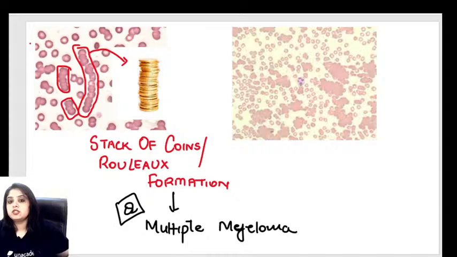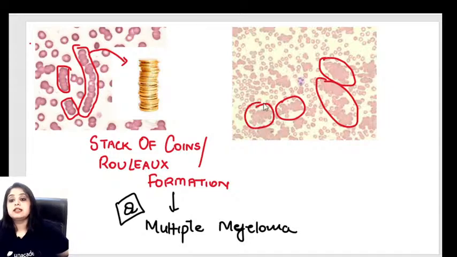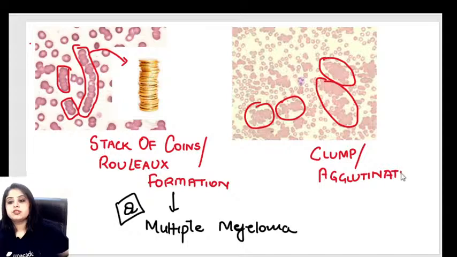Compare it with the other picture. You will say over here also the RBCs are coming together, but are they coming together like a stack of coins, or are they coming together like a clump? So please remember, clump or agglutination is what is happening over here. The difference between the two is very important to know. I've put it side by side. I hope you are able to identify the difference. If they come together like a stack of coins, you'll call it roulette. If they come together like this clump, you call it agglutination.